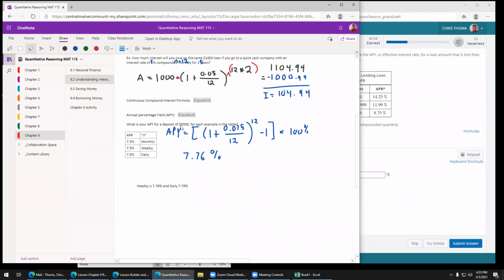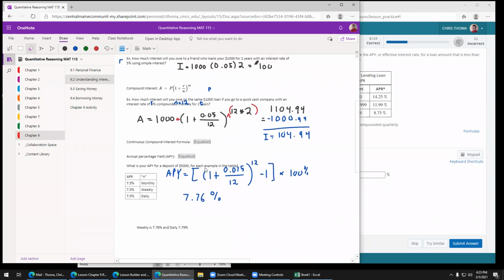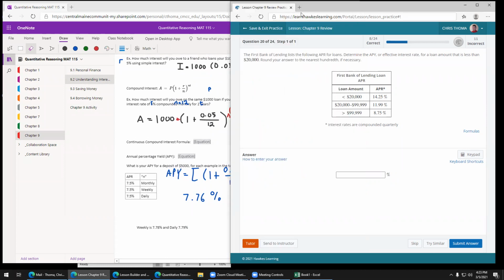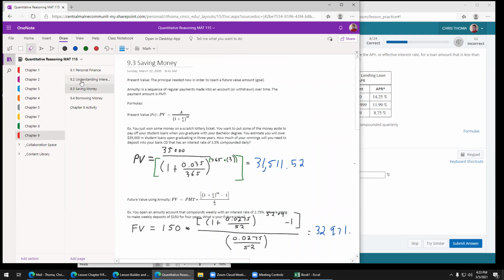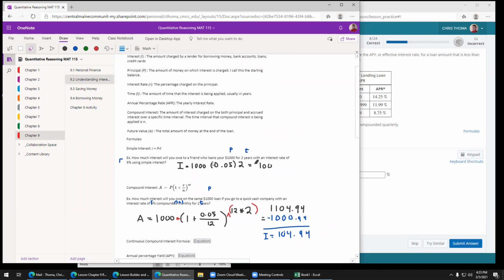Determining APY. Oh, the equation's loading. Come on. Cancel. I'm even at work where the internet wants to be slow.